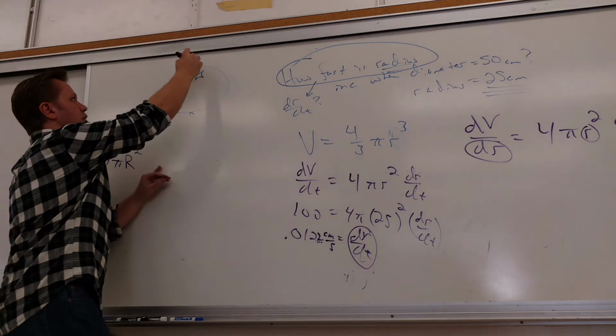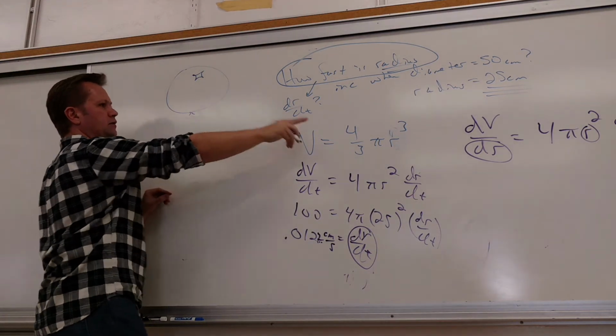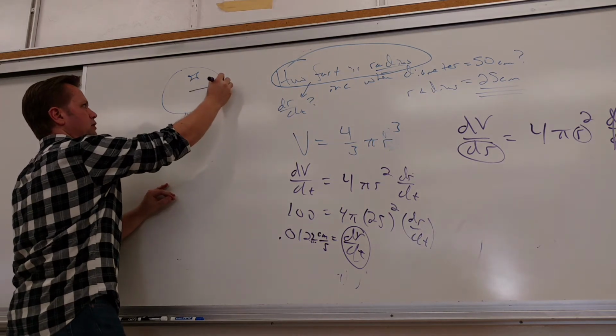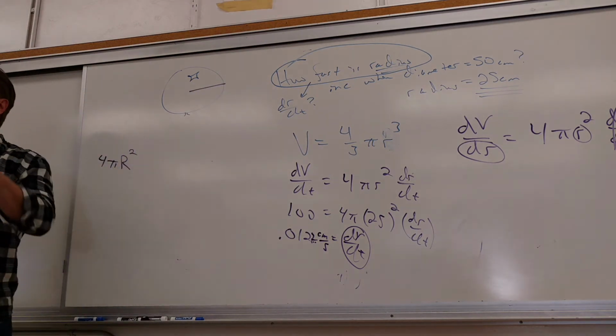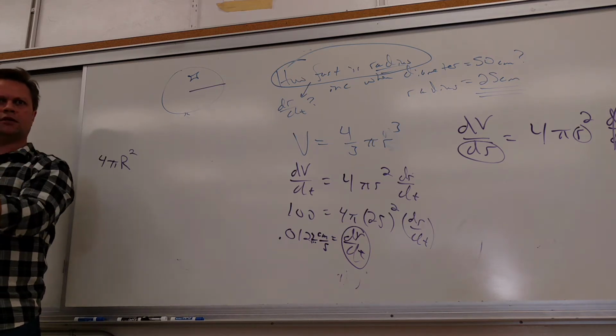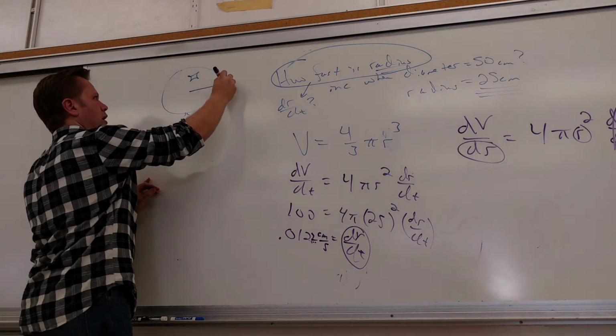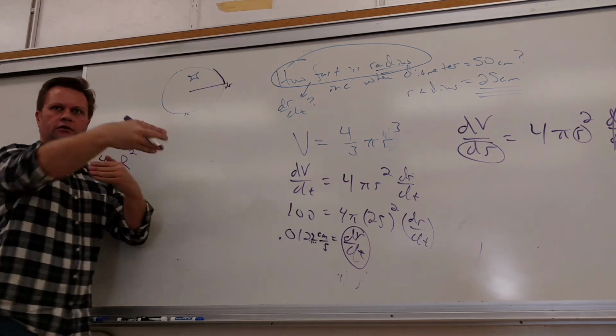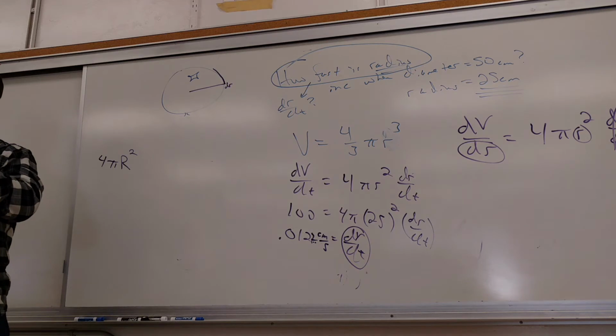So what's interesting is, if I increase the radius by just a little tiny bit, it's like applying a layer of tape on there, right? I'm trying to make it thicker. Do you guys see what I'm saying? And then I lay some tape on it. So this little bit would be dr. This is how much the radius changed, right?